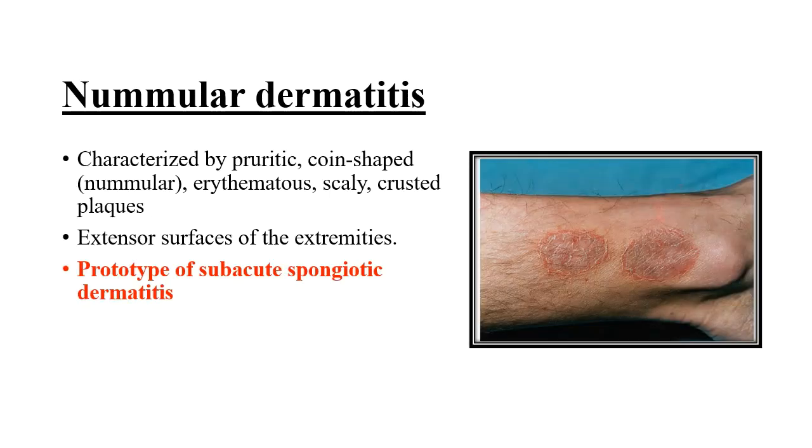Next type of spongiotic dermatitis is nummular dermatitis, which is characterized by pruritic, coin-shaped, erythematous, scaly, crusted plaques. It mainly is seen on the extensor surface of the extremities. And nummular dermatitis is the prototype of subacute spongiotic dermatitis.